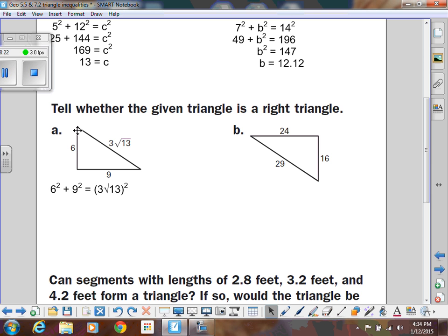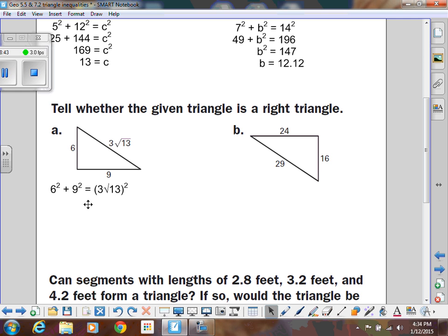Now how did I know this was the hypotenuse? Well, if you were to actually type that into your calculator, you would get about 10.8. So if you're not sure if that's the biggest length, go ahead and put that in your calculator, and you know that 10.8 is longer than both of those. So I know that's my c squared, my hypotenuse squared.